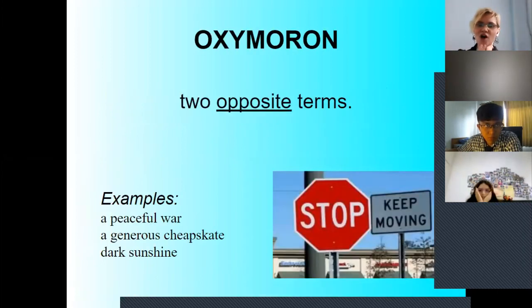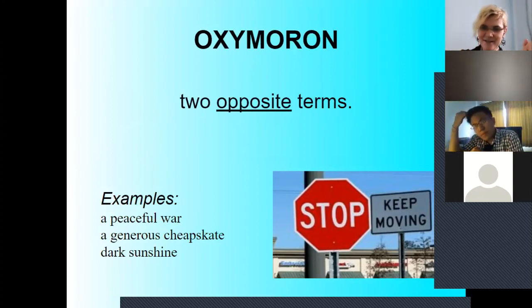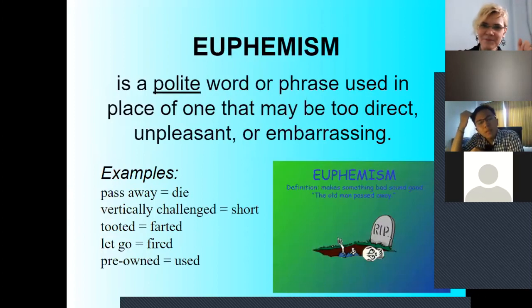Here we come to this oxymoron that I said just now. Two opposite terms. So it's very similar to a paradox. The difference is a paradox is a whole sentence, and an oxymoron is more two words. Peaceful war, generous cheapskate, dark sunshine. It does mean something, but it looks like, oh my gosh, how really? Like here, stop, keep moving. It's really contradictory.